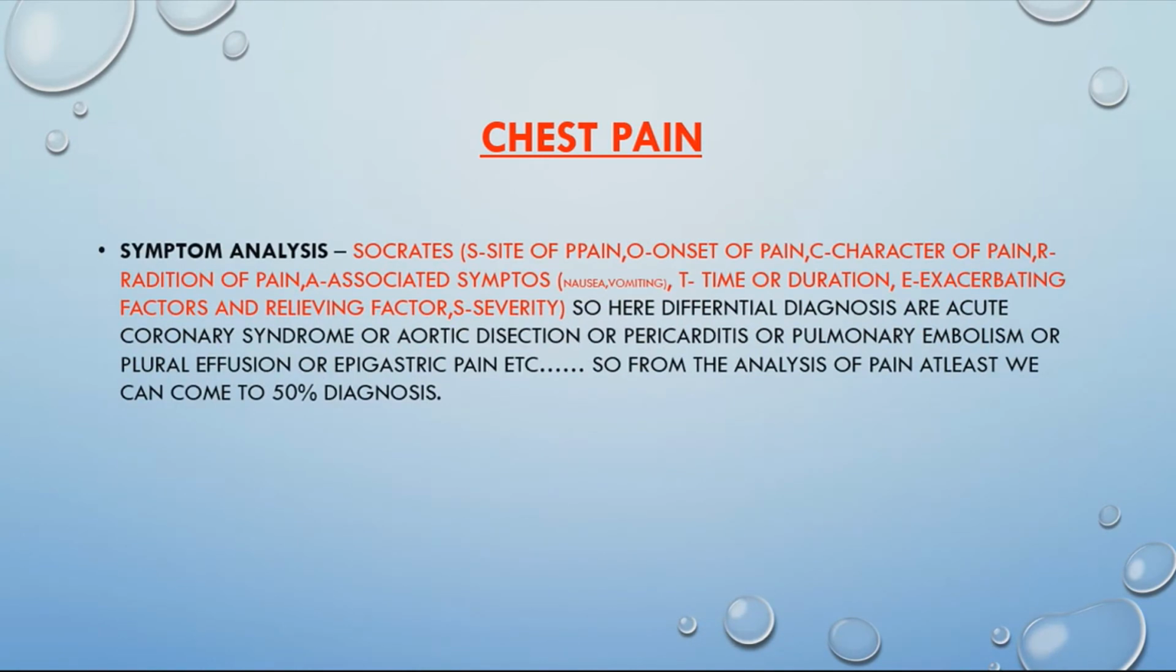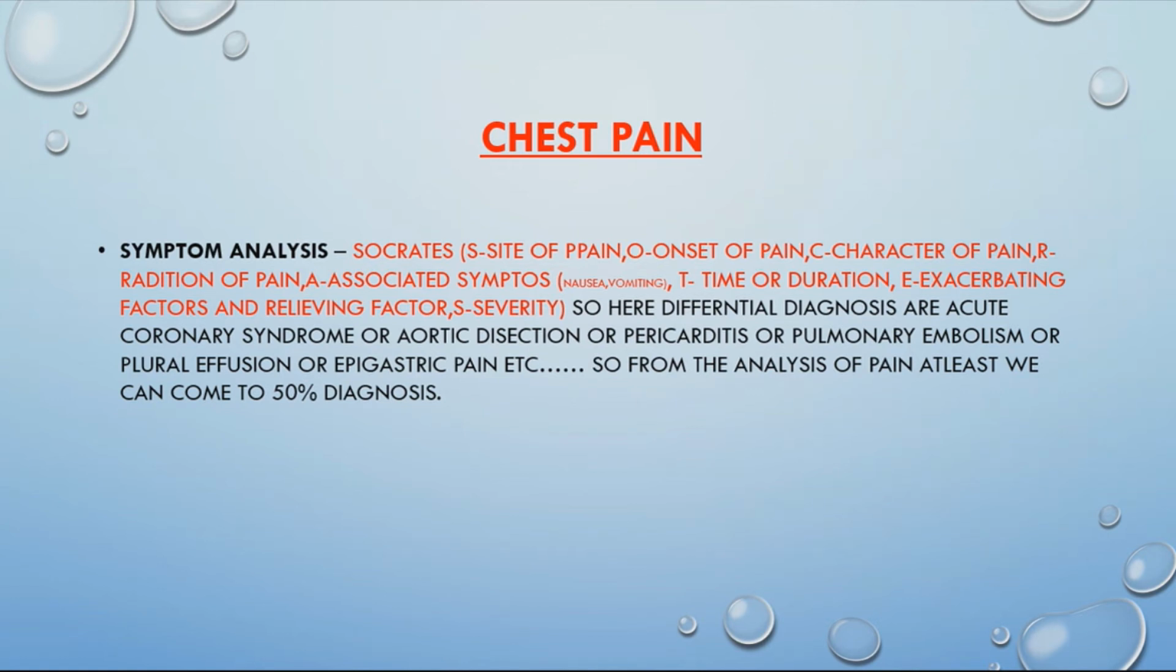As this is a pain, there is a mnemonic we call SOCRATES. This is what we use to analyze the pain. So what does it stand for? S for site of the pain, and onset of the pain, when it started. C for character of pain. There are different characters of pain. It may be a dull aching pain, a constricting type of pain, or a crushing type of pain.